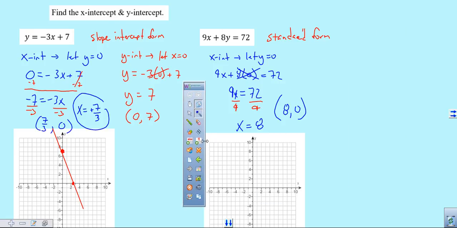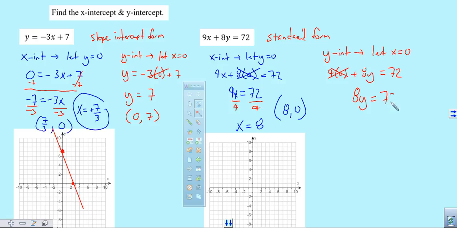Pretty straightforward. We go to our y-intercept. So we write on our paper, y-intercept, then let x be equal to 0. Same thing: 9 times 0 plus 8y is equal to 72. Then 9 times 0 goes away. I get 8y is equal to 72. I divide both sides by 8, and I get y is equal to 9. So my y-intercept occurs at 0, 9.